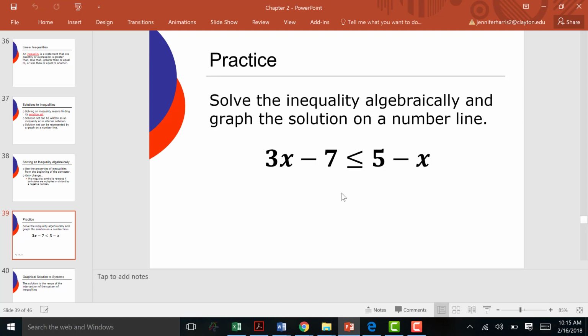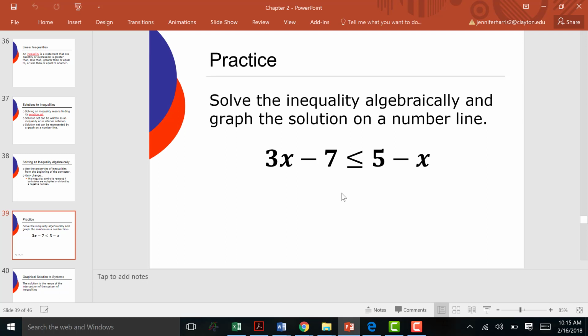So what should I do first? Bring x over, which means I gotta add whatever that is. Symbol is a minus x. I gotta do the opposite, which was add x to both sides. So I'm gonna add an x over here. All right, so I've got 3x minus 7 is less than or equal to 5 minus x. I just added x to both sides, which is gonna cause this minus x plus x to cancel out.